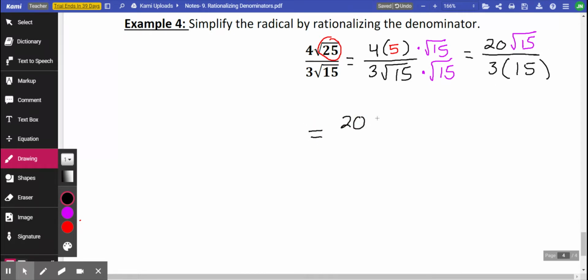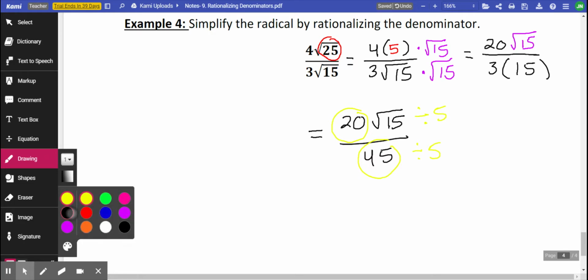So on the top, I'm still going to have 20 radical 15. On the bottom, 15 times 3, that will give me a 45. So my final expression is this. However, we should actually go a step further because, like I said, this is not simplified yet. This fraction can actually be divided top and bottom by the same number. It looks like we could actually divide top and bottom by 5, if I'm not mistaken. So we can go a step further and simplify that fraction.